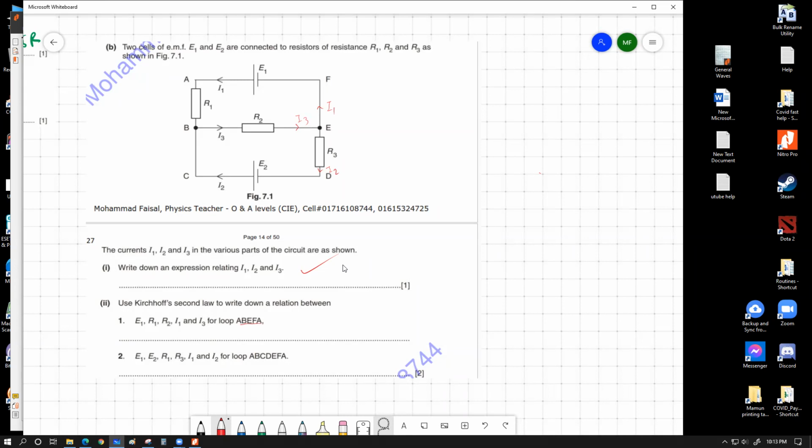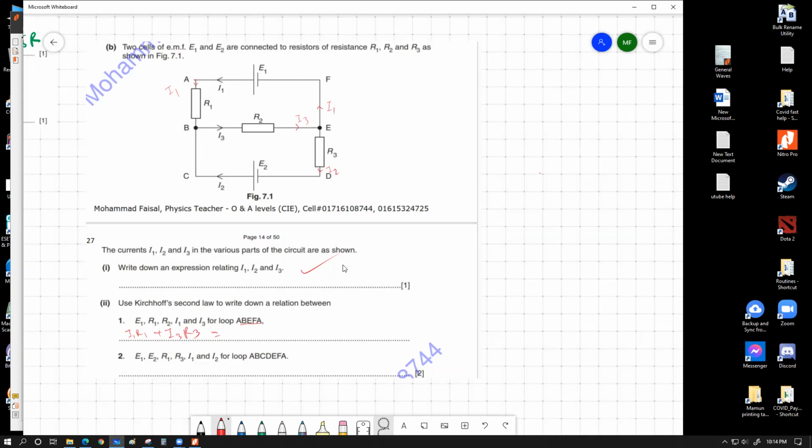Let's start from A to B. We have a resistor, and the current through this resistor is I1, so we can simply write the potential drop would be I1 R1. Then from B through E we have I3 R2, so plus I3 R2. We are giving plus because our considered direction is this way, and the assumed current direction is also in the exact same way, so we give the same positive sign as potential drop. From E to F we don't have anything. From F to A we also don't have anything. So basically this is the whole potential drop.